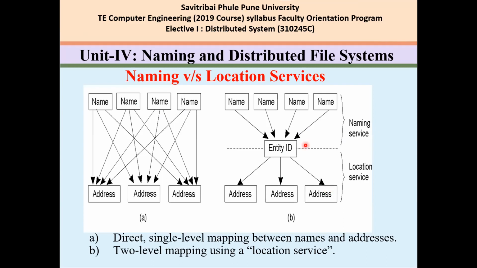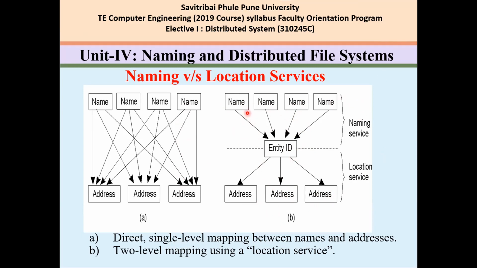So now there is one more important concept when naming services comes into picture, like naming versus location services. So now you can see in the A part or A section diagram, you can see all the names are directly connected to or related to addresses. So it is called as direct single level mapping between names and addresses. Whereas in B, it is much more disciplined and sophisticated format where names are connected. It is two level mapping. So names are connected or they are related or associated with the addresses through an entity ID. So here comes the concept of identifier, which is a unique one. It cannot be reused, and it is going to identify the exact location or access point of that particular file.